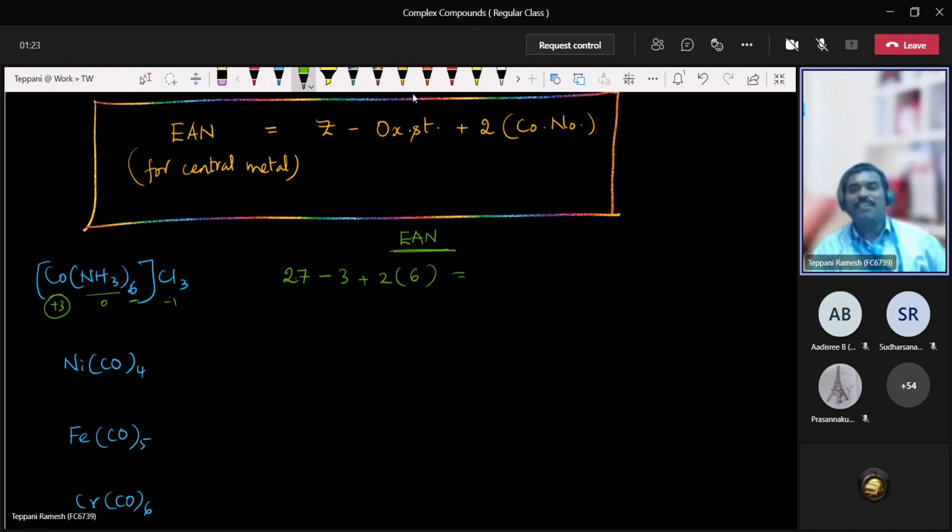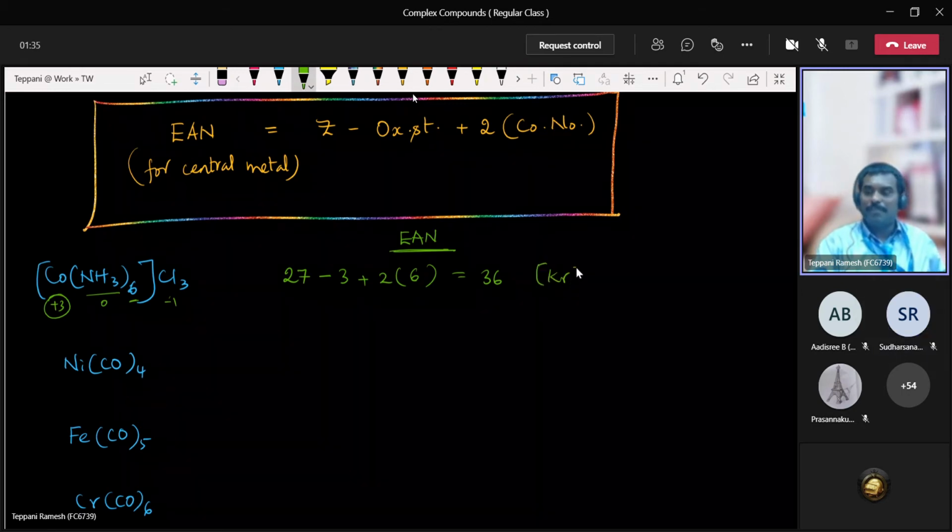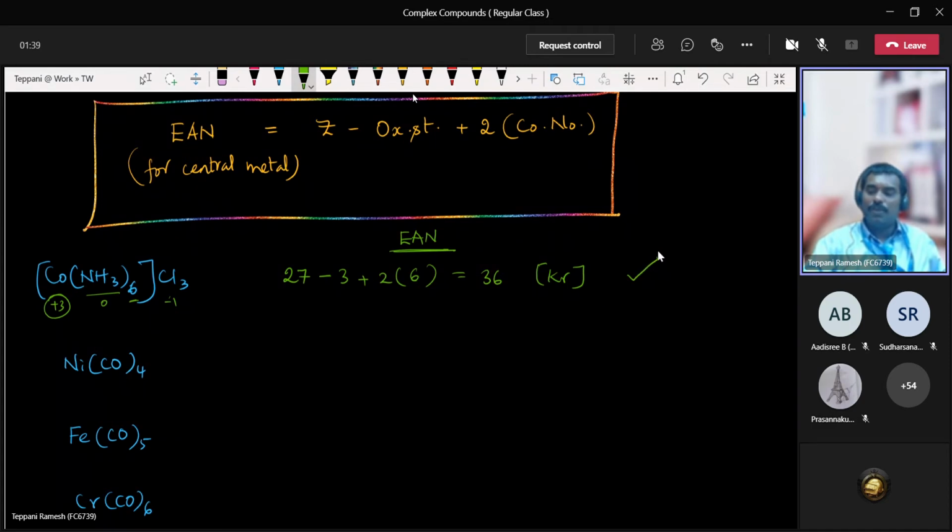Total how many electrons are there in the complex with the central metal? 36. 36 matches which noble gas? Krypton. I am writing it in brackets. It followed the EAN rule. First answer me; you can write later.